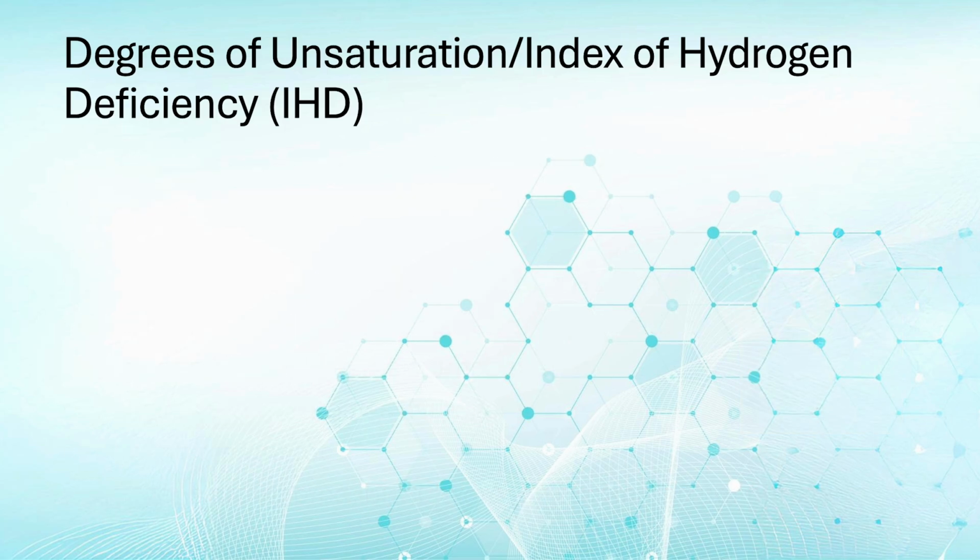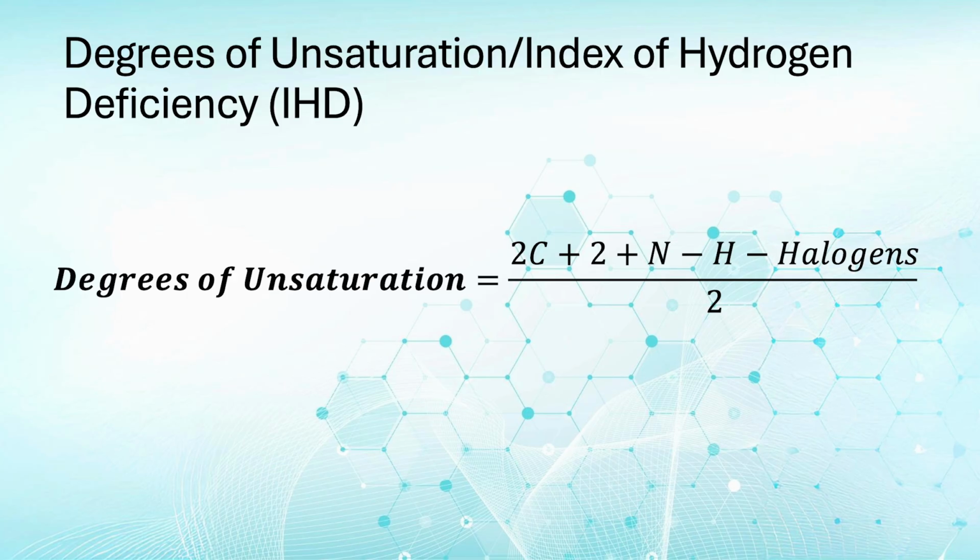The degrees of unsaturation, or index of hydrogen deficiency, equals the number of carbons times 2 plus 2, plus the number of nitrogens, minus the number of hydrogens, minus the number of halogens, and all divided by 2. This formula will accurately calculate degrees of unsaturation for any example you come across.